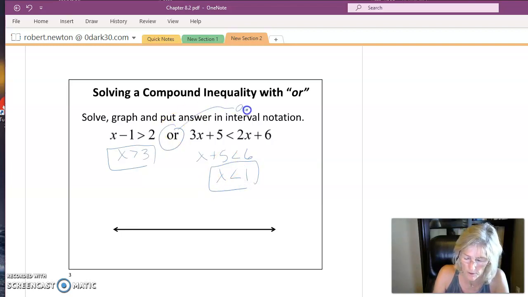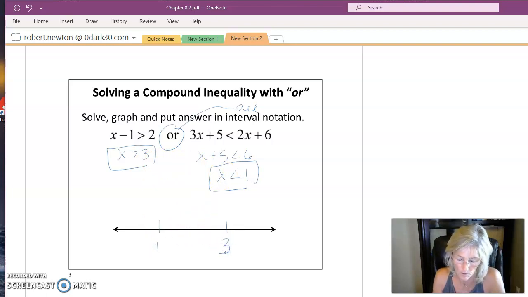So I'm going to be putting in solution and interval notation all the solutions. So I graph these like normal. So I'm going to graph both these inequalities. So I need 1 and I need 3 on the graph. So let's graph x is greater than 3. So all the numbers on the number line are bigger than 3. So I know that that should be my arrow, and it doesn't include 3. So I use a parenthesis or an open bracket.